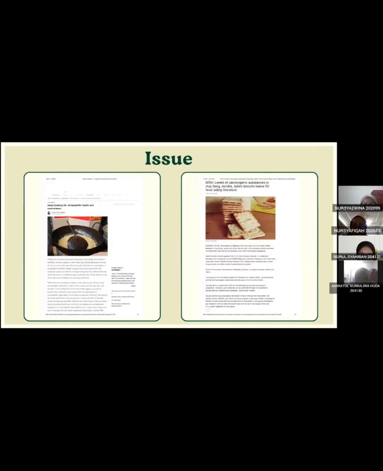So this is an example of issues regarding our oil industry. So the person is a hazard for health and environment, and the next one is carcinogenic substance in biscuit.